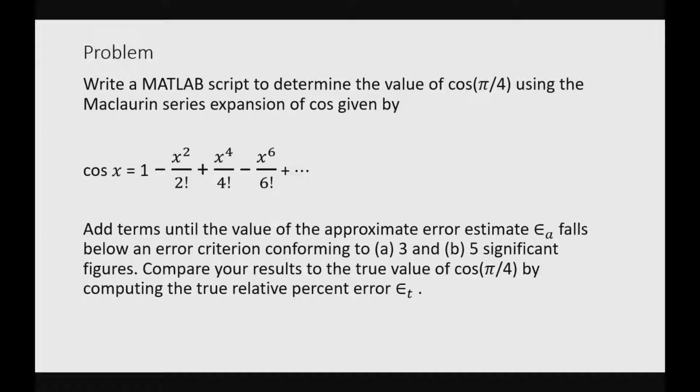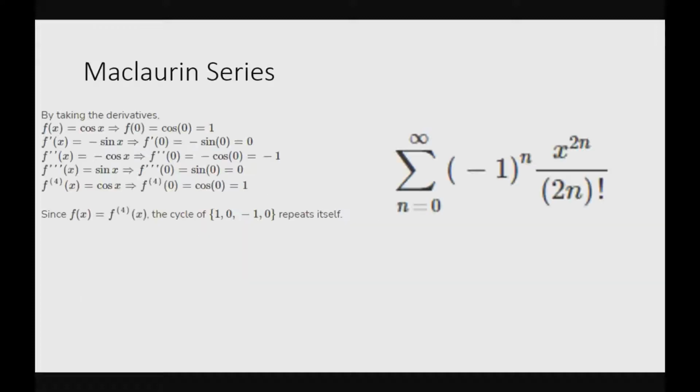Compare your results to the true value of cosine pi over 4 by computing the true relative percent error, E sub t. So let us proceed first to the Maclaurin series of cosine x. We get it by taking the derivatives to the nth, and then we look for the pattern.